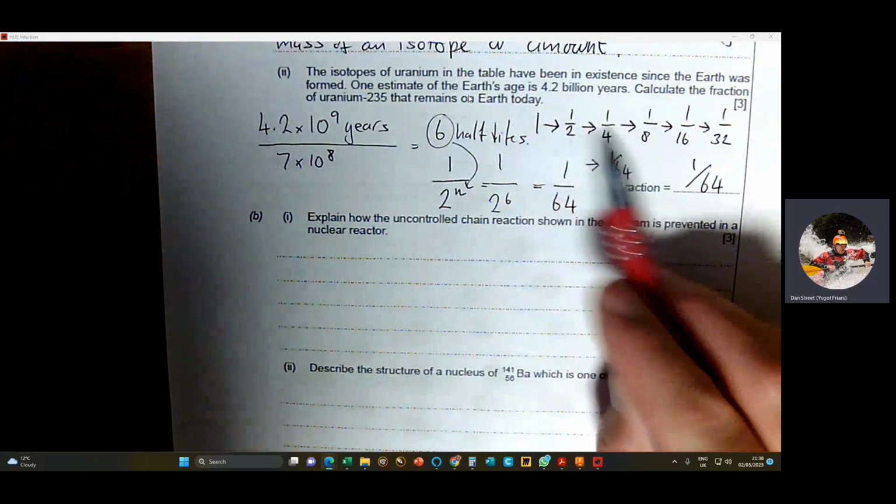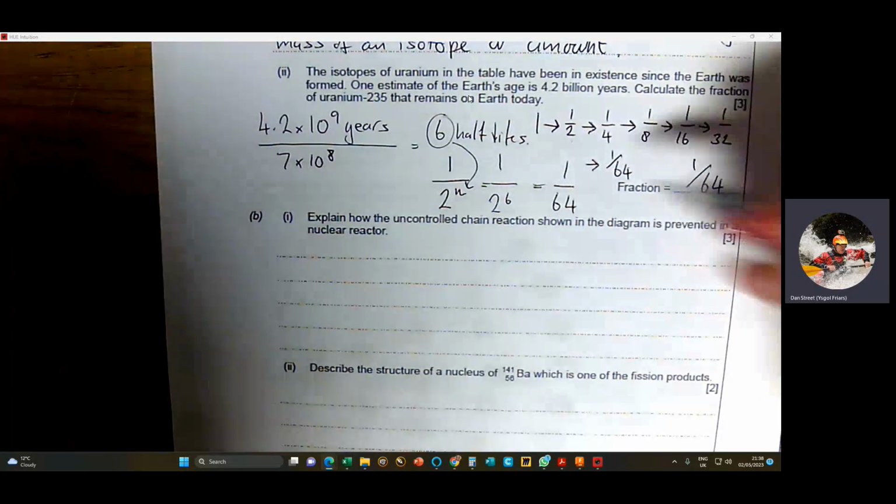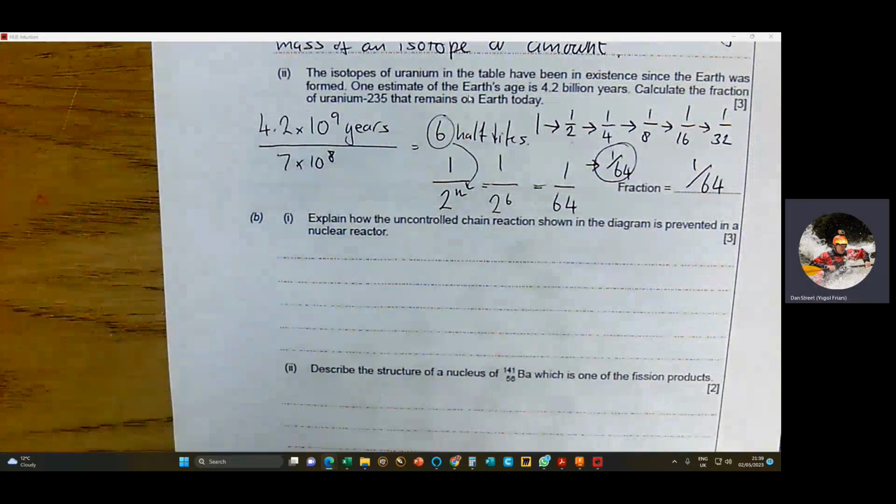So 1 to a half, then to a quarter, then to an eighth, and so on. Okay, so you get the same answer, slightly longer process, but perhaps more reliable, maybe.